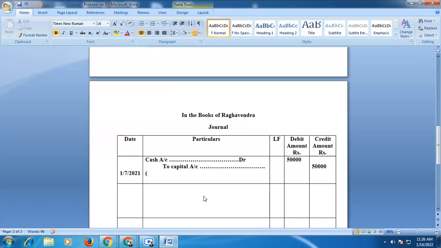So the narration is, how can you write the narration? See, being business started with cash by Raghavendra.